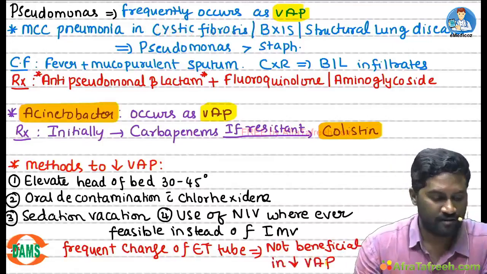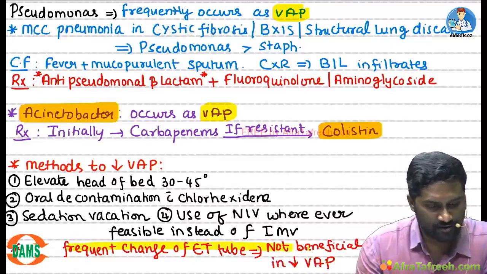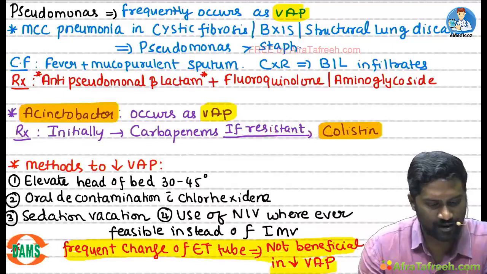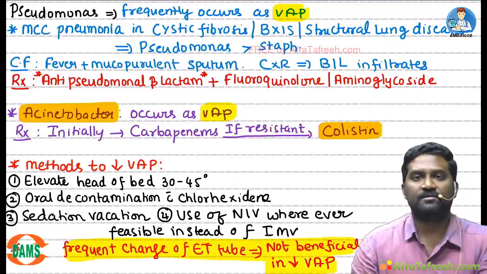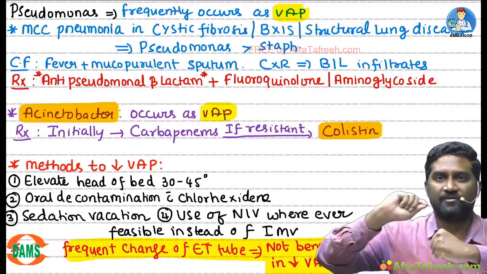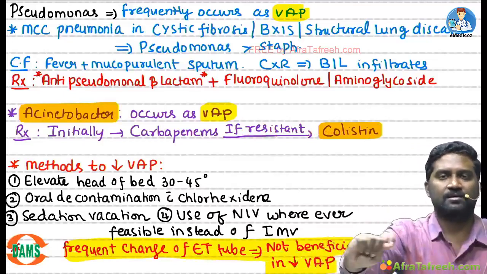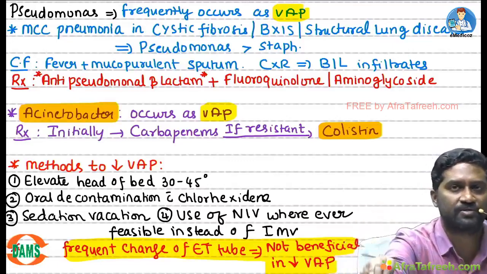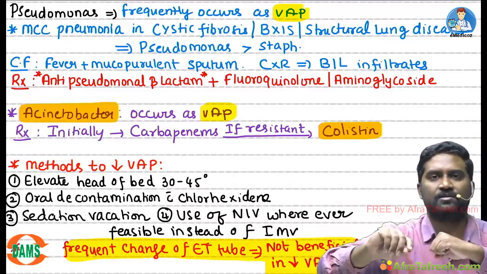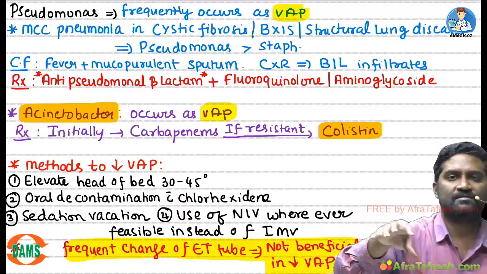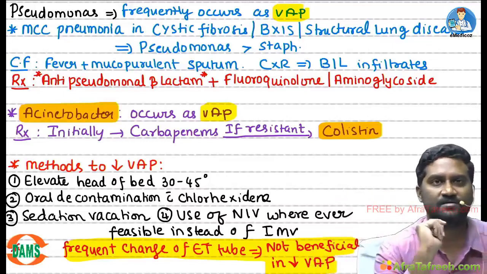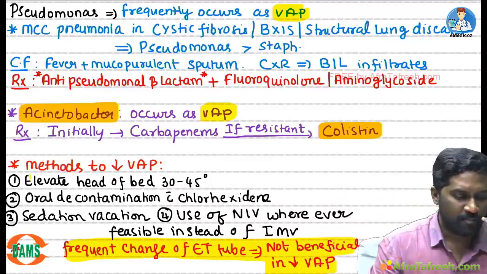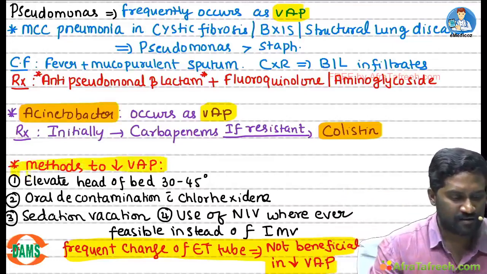This was the question asked: frequent change of endotracheal tube, is it beneficial in reducing ventilator associated pneumonia? Your answer is no. What is the reason behind that? Each and every time you put a new endotracheal tube, you yourself are causing organisms from the oral cavity to go into the lung. Each time you put a new endotracheal tube, you are pushing some oral secretions into the lower respiratory tract. So what will be the methods to decrease ventilator associated pneumonia?